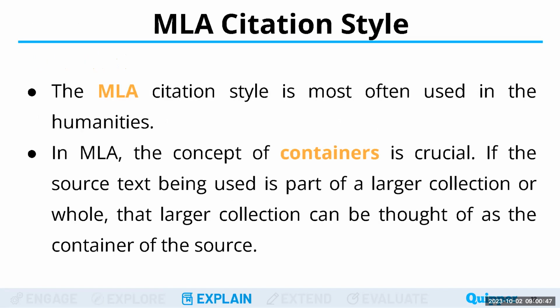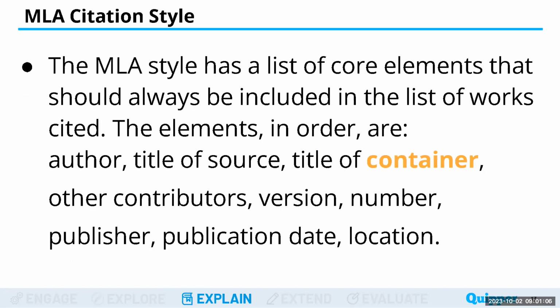Now, the MLA citation style is most often used in the humanities. In MLA, the concept of containers is crucial. If the source text being used is part of a larger collection or whole, that larger collection can be thought of as the container of the source. What is this container? The MLA style has a list of core elements that should always be included in the list of works cited. The elements in order are the author, the title of source, the title of container, other contributors, version, number, publisher, publication date, location.